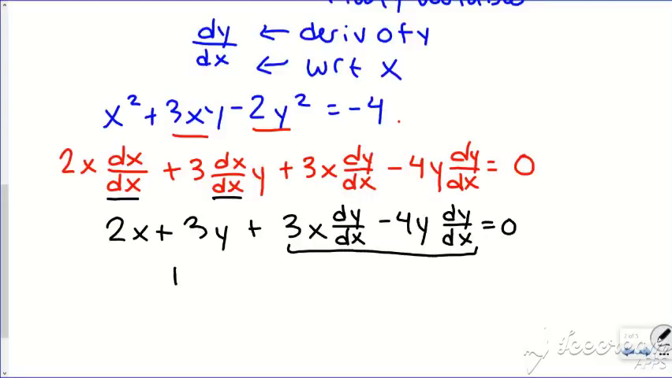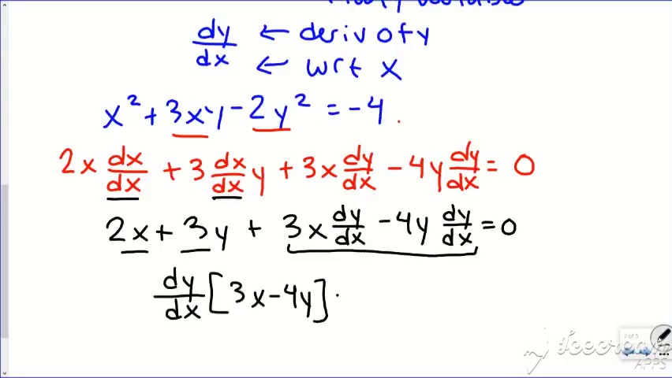So if I do that, my left side will be dy/dx factored out of 3x minus 4y. And then I'm going to subtract this term and this term over to the other side. So minus 2x minus 3y.